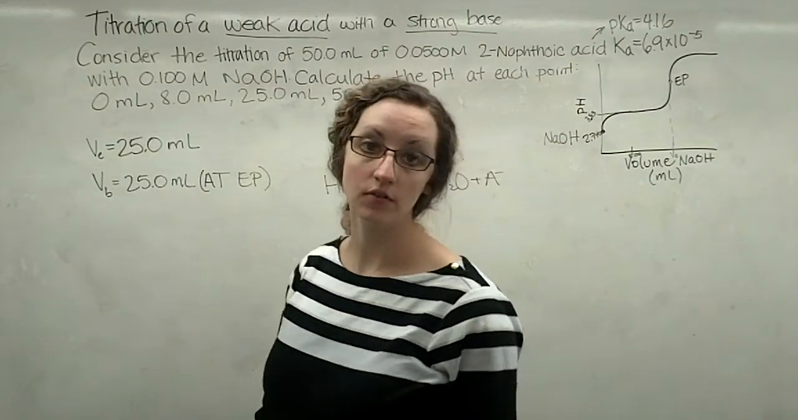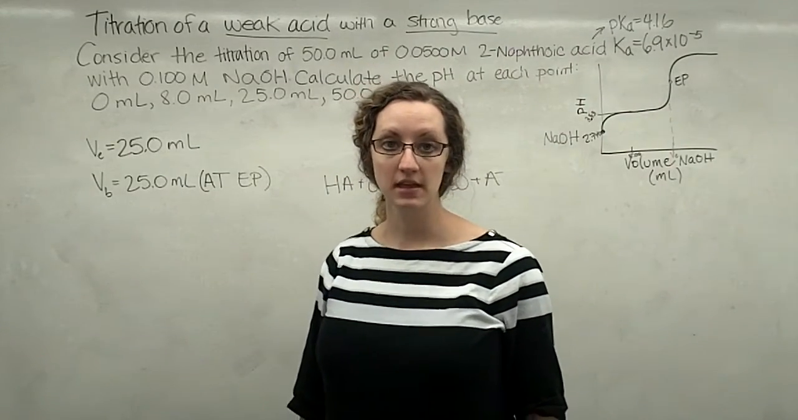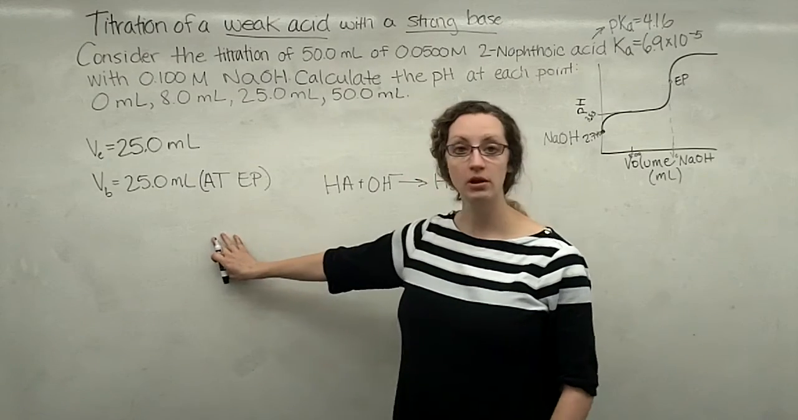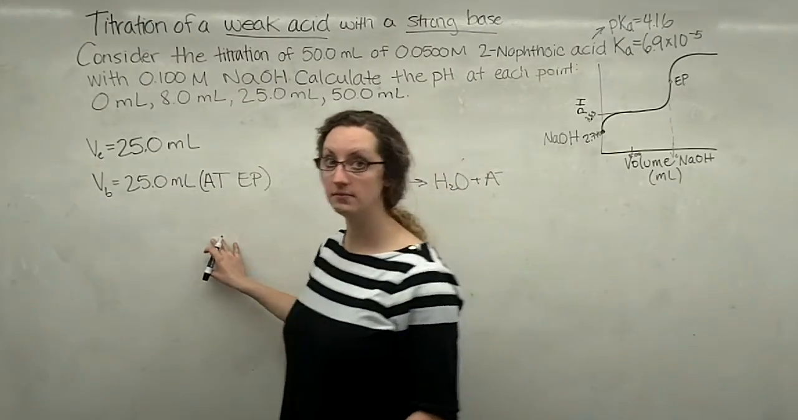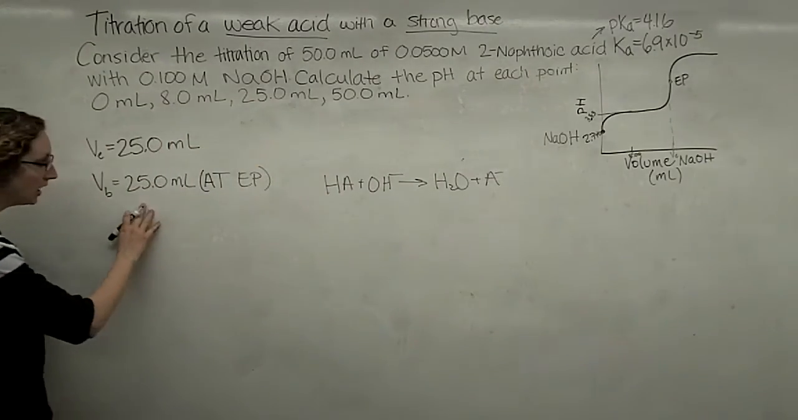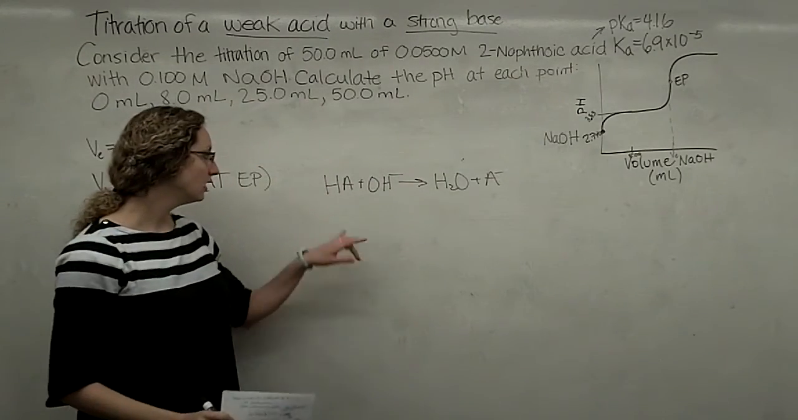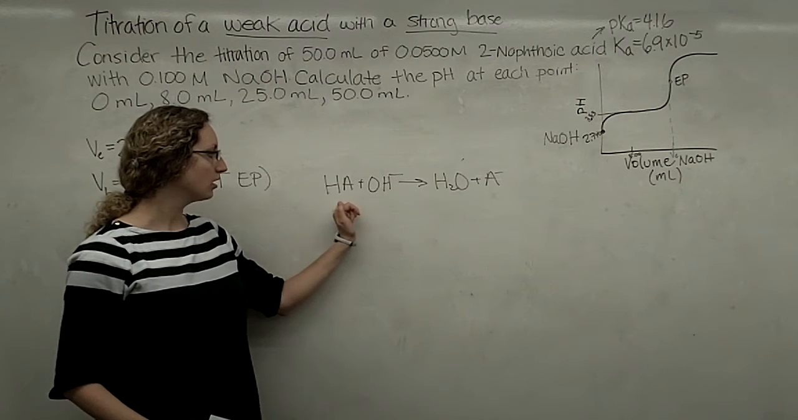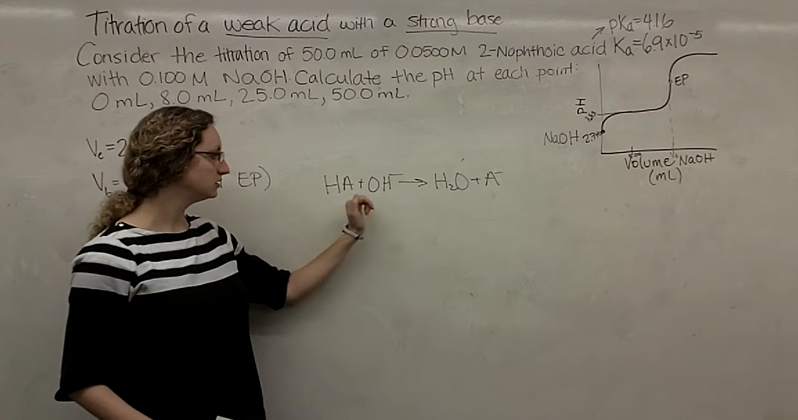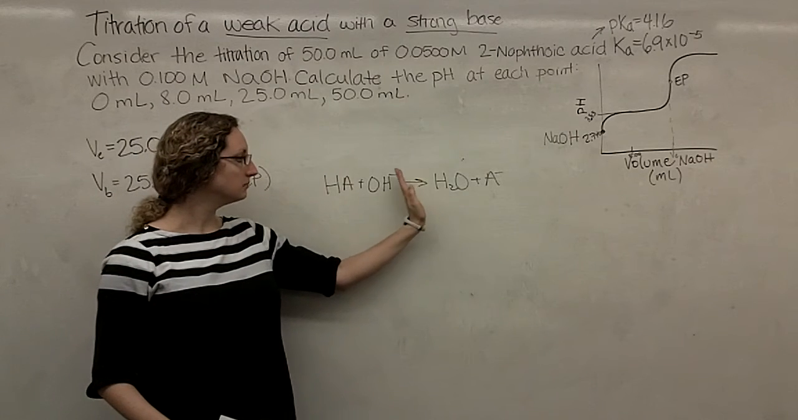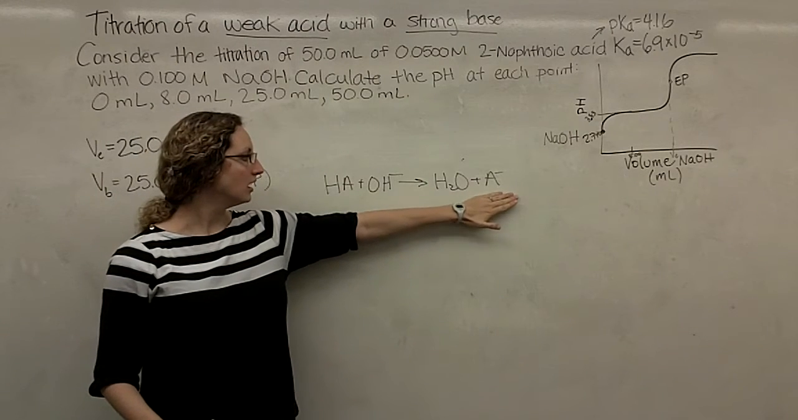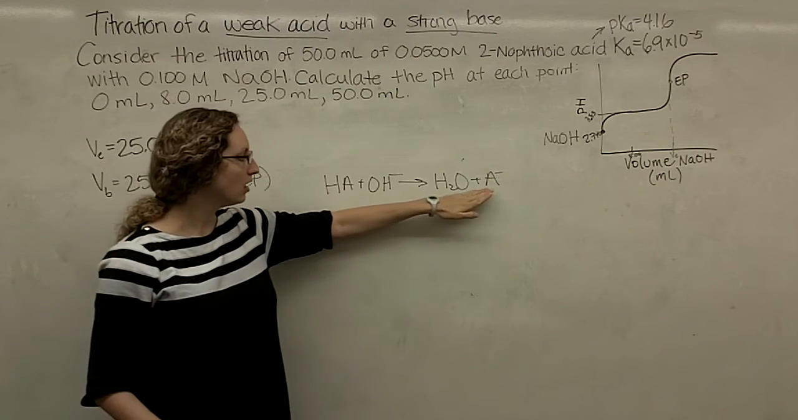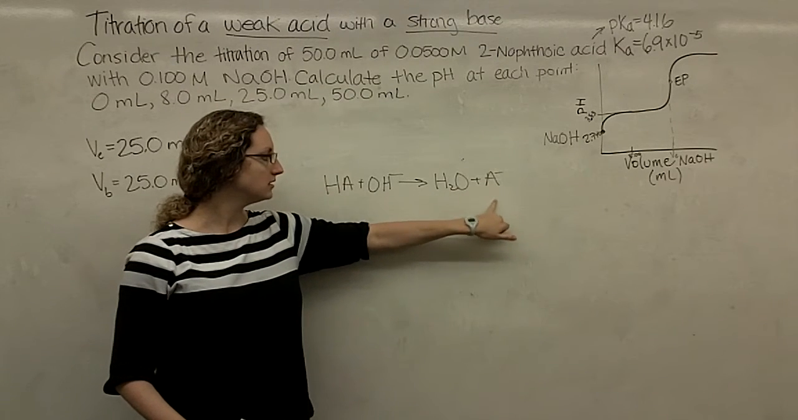This video goes over what the pH is going to be at the equivalence point. So the equivalence point we already calculated was 25 milliliters. And what we would observe is that there is a 1-to-1 molar ratio of acid to the base that we added to completely form our products. Now, the products, we have water and this conjugate base.